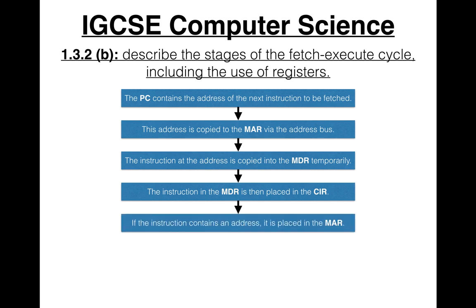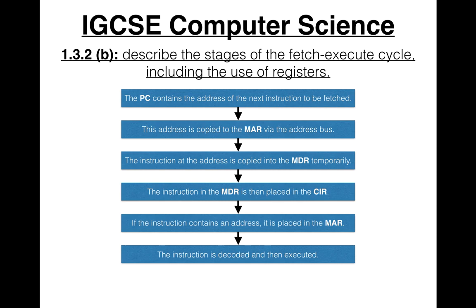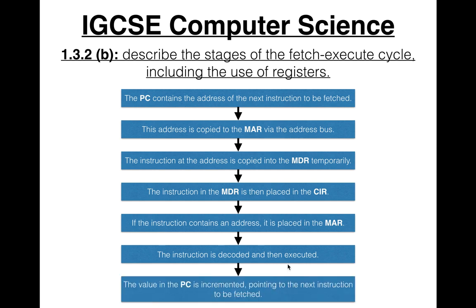If the instruction contains an address, it is placed in the MAR. The instruction is then decoded and executed. This is done by signals being sent out via the control bus to the components of the CPU. Then the value of the PC is incremented, pointing to the next instruction to be fetched.